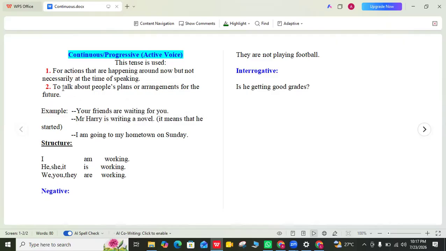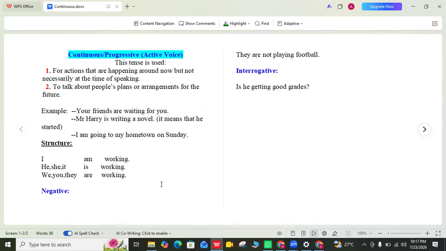The second definition of present continuous: this tense is used to talk about people's plans or arrangements for the future. What students make a mistake on is that they use future indefinite or future continuous. That would be a big mistake. You have to use present continuous for your plans or arrangements for the future. Like, I am going to my hometown on Sunday. It means that you have planned it in the upcoming week on a specific day, so you will use present continuous. I hope you get it.